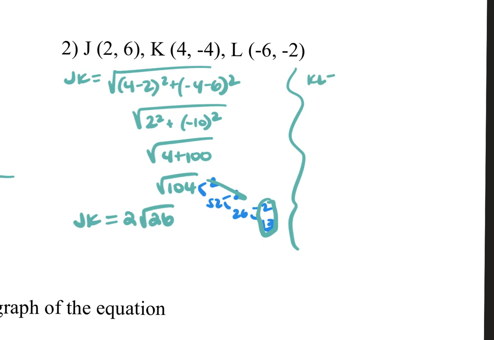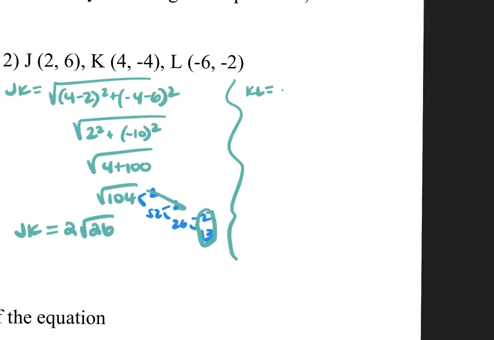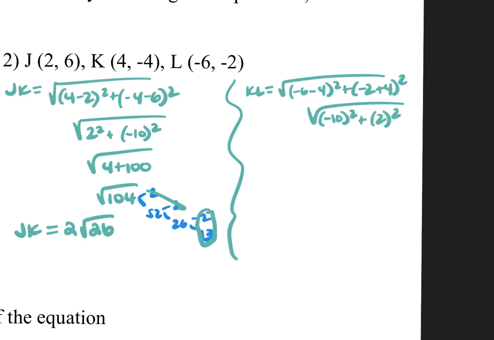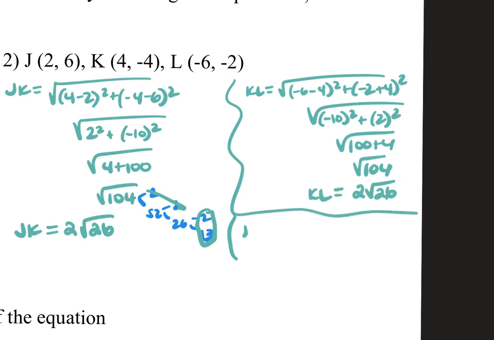Then KL, negative 6 minus 4, negative 2 minus a negative 4 becomes plus 4, negative 10, 2, 100 plus 4, 104. So now we've got two sides the same. We also know that this is 2 square root 26. And now we want to look at the last one, which would be JL.